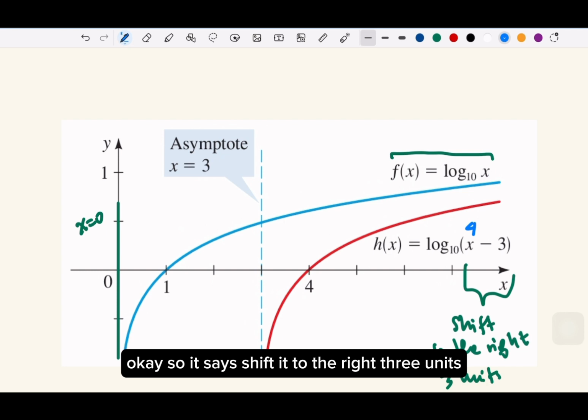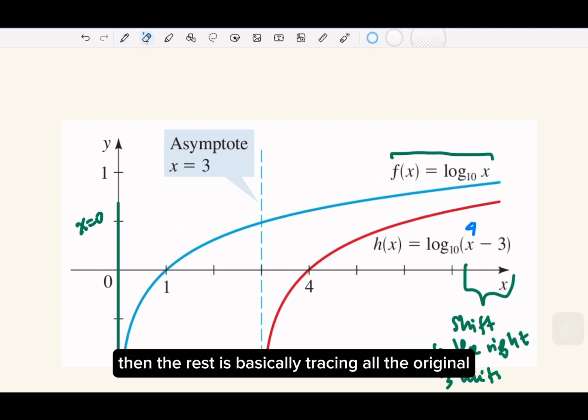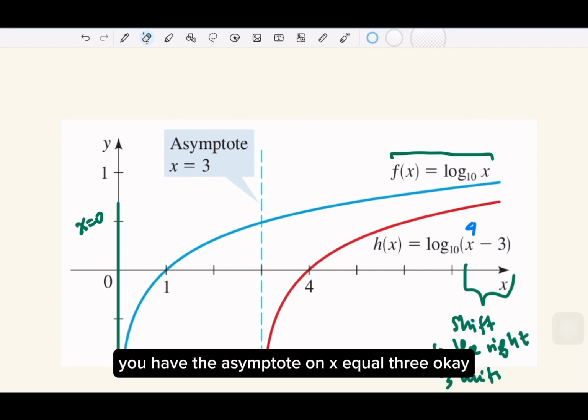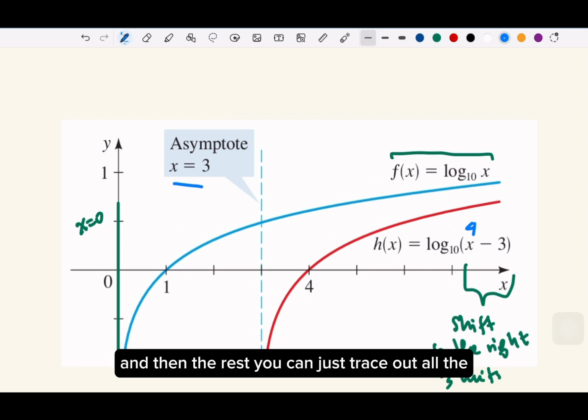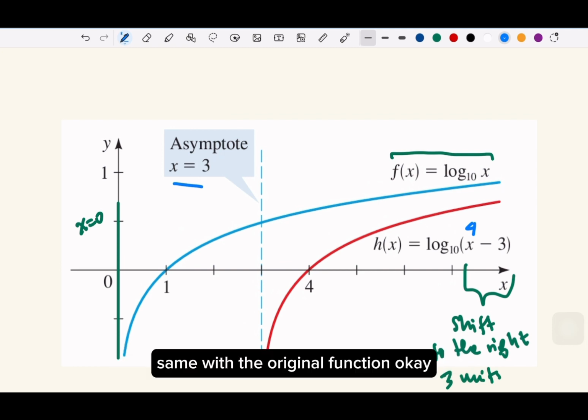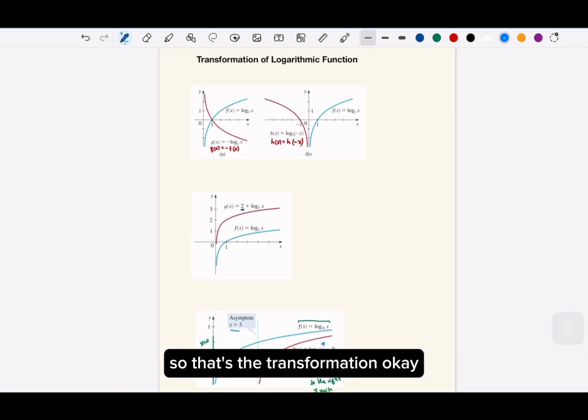So shift it to the right 3 units, and then the rest is basically tracing the original function. For example, you have the asymptote x equals 0, and because of the shift, you have the asymptote at x equals 3. And then the rest you can just trace out the same as the original function. Okay, so that's the transformation.